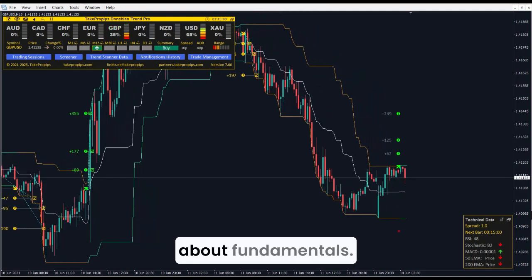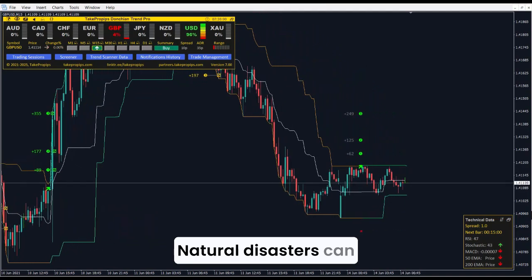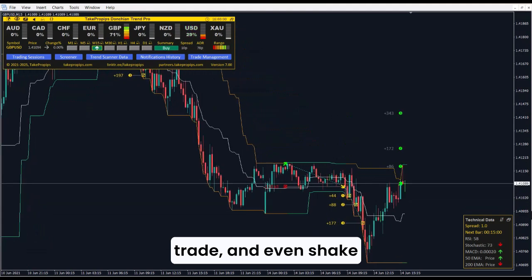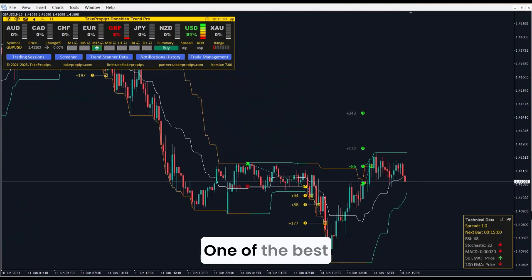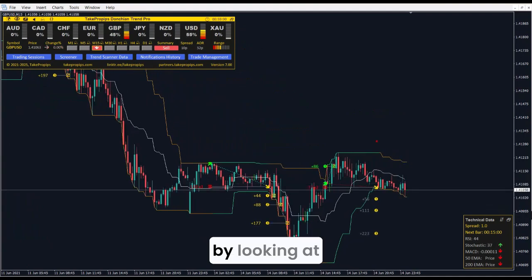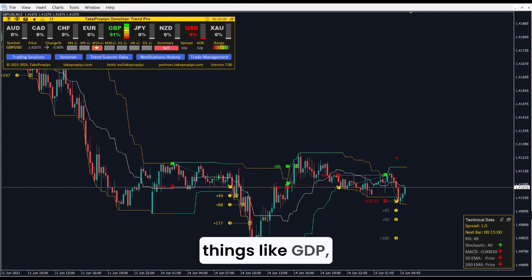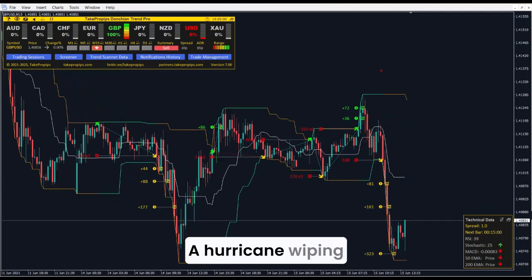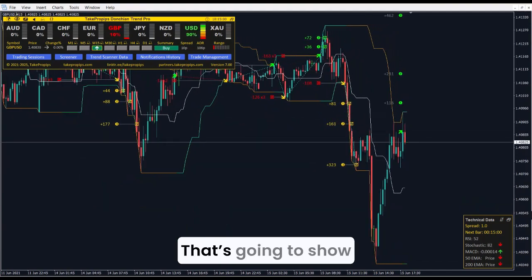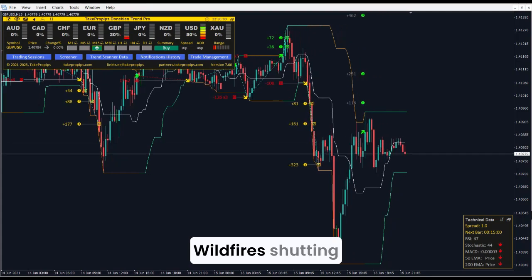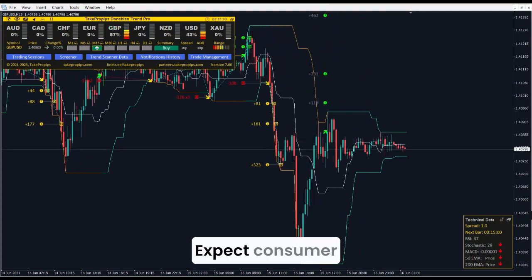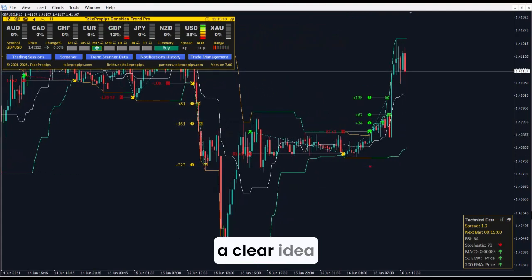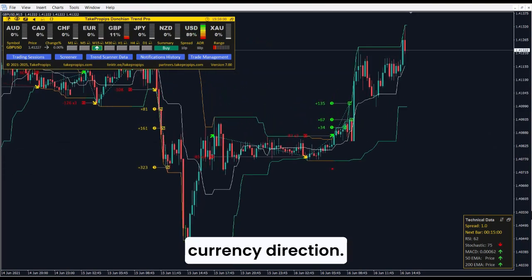First off, let's talk about fundamentals. Natural disasters can lead to billions in damages, disrupt trade, and even shake investor confidence. One of the best ways to gauge the impact is by looking at economic indicators, things like GDP, employment rates, and industrial output. A hurricane wiping out a major export region, that's going to show up in GDP forecasts. Wildfires shutting down infrastructure? Expect consumer sentiment to fall. Watching these indicators gives you a clear idea of the longer-term currency direction.